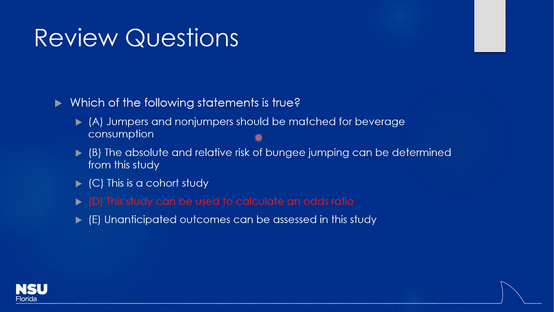Now, why should they not be matched based off their beverage consumption? Well, if you control for that, then you can't assess to see is there any real difference there. So again, depending on what the actual researchers are looking for, you want to match off of that. But what are some things that I could match for between the cases and the controls? You can do it on age. So I can match up 16-year-olds with other 16-year-olds.